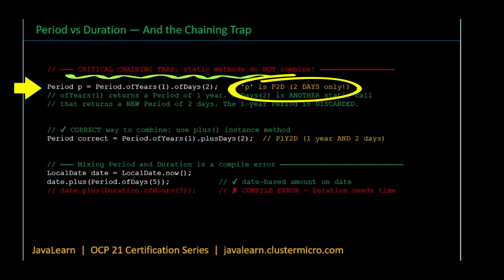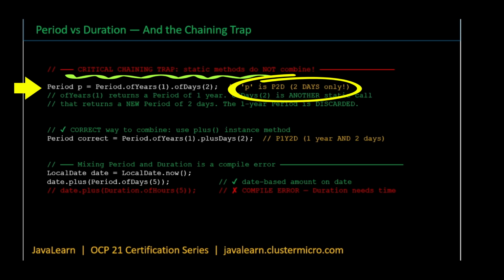The exam uses this because it looks exactly like the fluent API chaining you see in LocalDate.of(2025, 3, 25).plusDays(10).plusMonths(2), etc. That chaining works because plusDays and plusMonths are instance methods. They operate on the object. ofDays is a static method, so it does not.